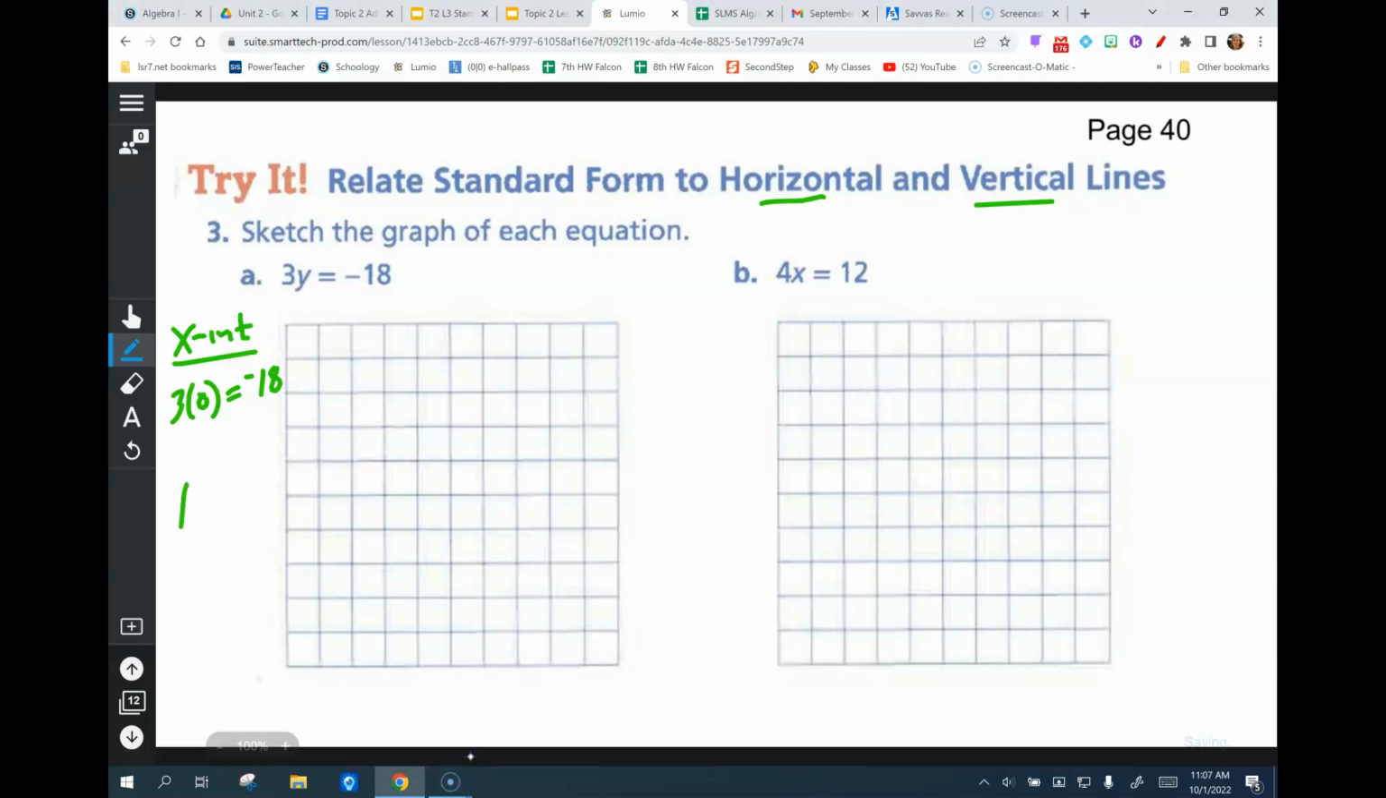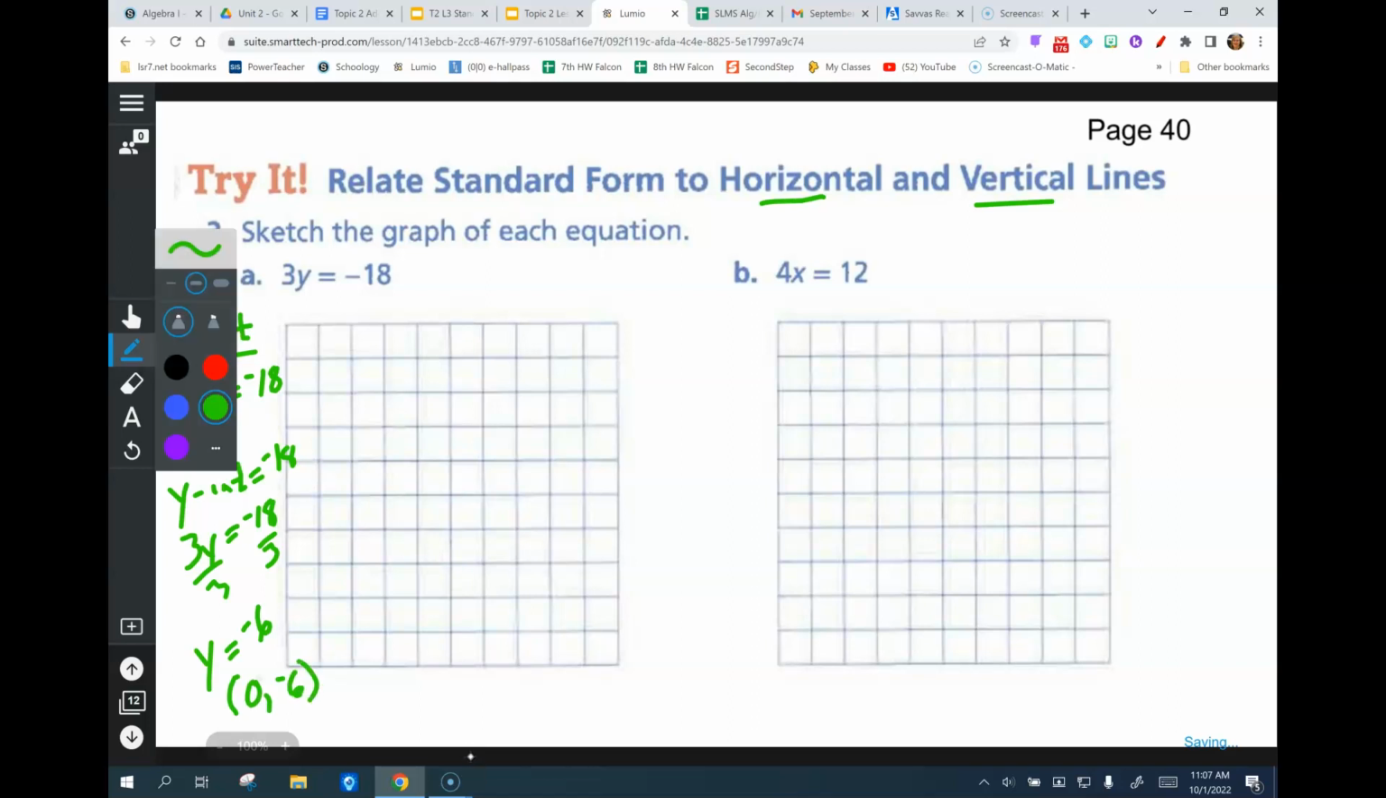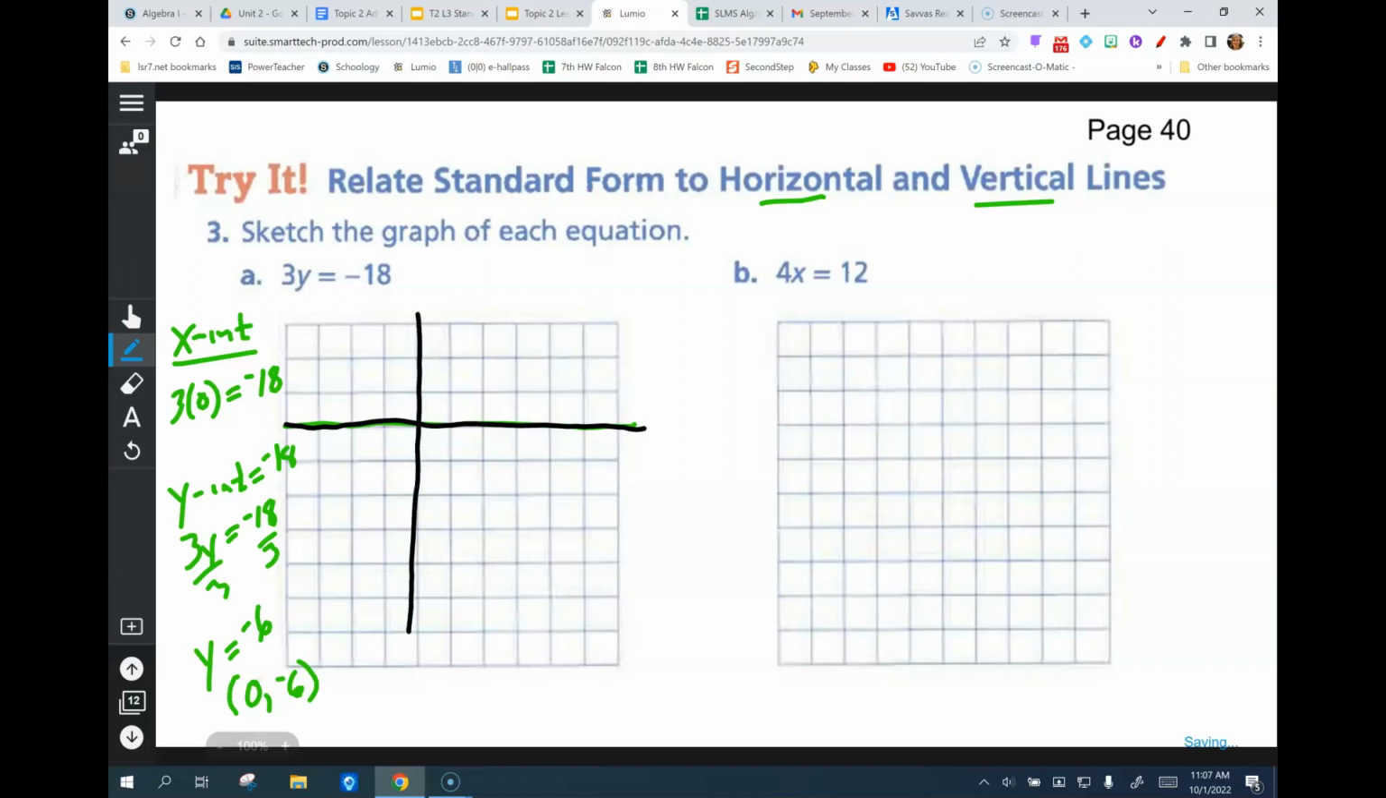So let's find my y-intercept. If I'm going to find my y-intercept, okay, I'm going to plug 0 in for x. Well, that doesn't affect anything, so it's going to be 3y is equal to negative 18. Divide by 3, I get y is equal to negative 6. So my y-intercept is 0, negative 6. Okay, and I'm going to put my axis way up here, and this won't matter.